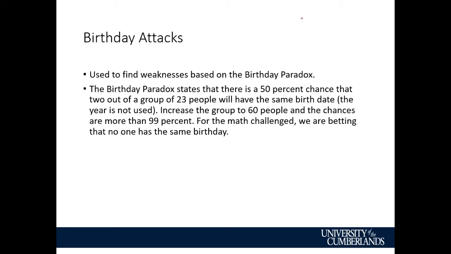So a birthday attack. It's used to find weaknesses based on the birthday paradox. The birthday paradox states that there's a 50% chance that 2 out of a group of 23 will have the same birthday, not using the year. Increase the group to 60 and the chances are up to 99%. For the math challenge, we are betting that one of them has the same birthday. And this allows us to use that information.